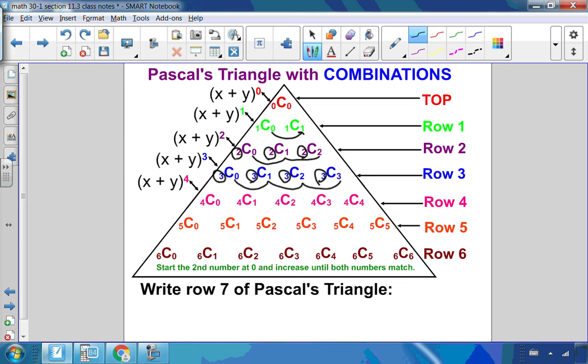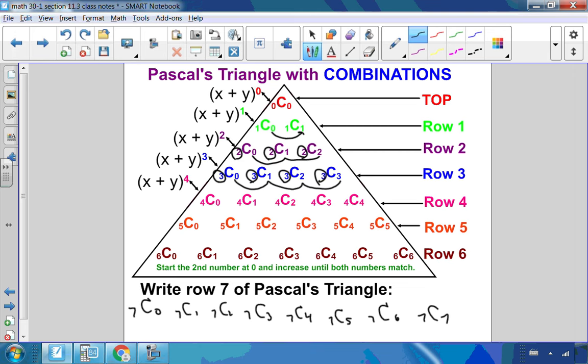Okay? So based on this pattern here, if I want to write the 7th row of Pascal's triangle, I know it's going to be all 7's. So 7c, starting at 0, 7c1, 7c2, 7c3, 7c4, 7c5, 7c6, and I stop when I have a match. So I start at 7. They all have 7's. I start from 0 all the way up, and I stop when the numbers match.